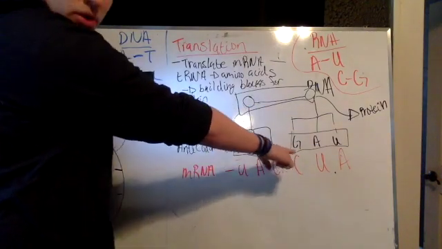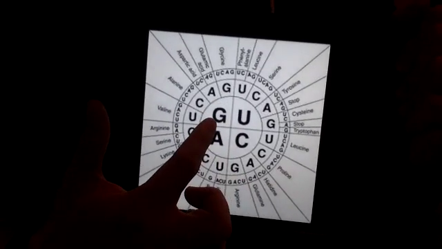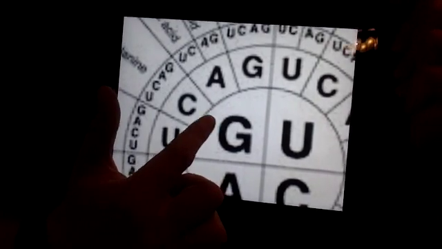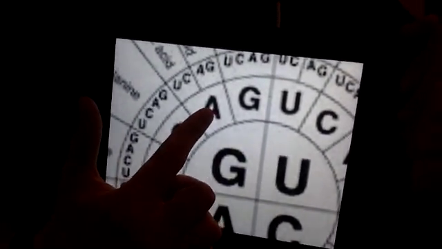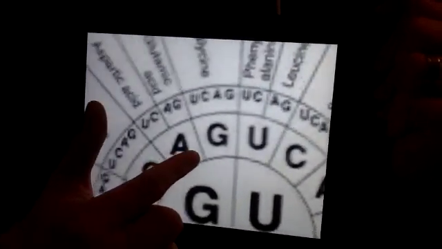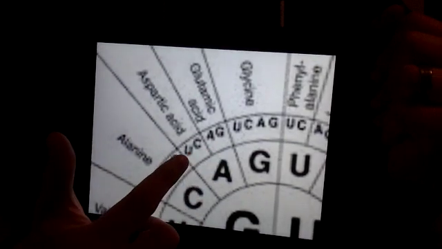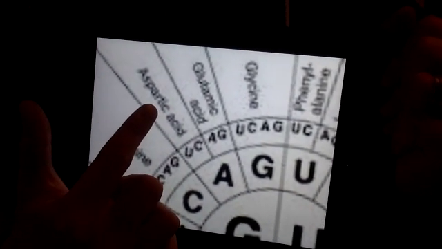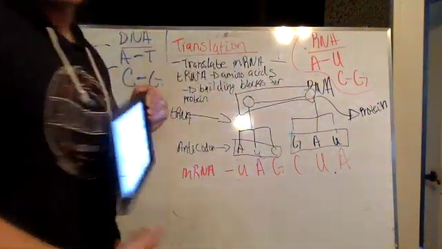Now let's do this one, GAU. Coming back here, we start off in the middle, G. Now we look for the A that's connected to this G right here, which would be right here. And then we look for the U that's connected to this A right here. Not here, but there's a U here. So that amino acid we are coding for is called aspartic acid. So right here, this would be called aspartic acid.